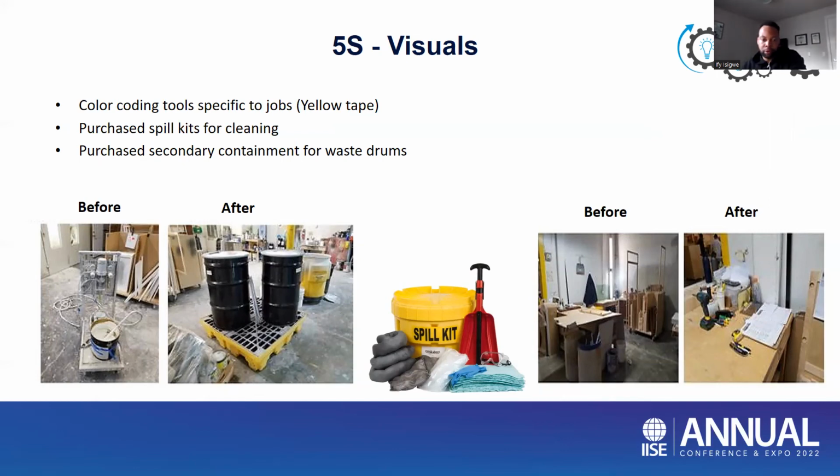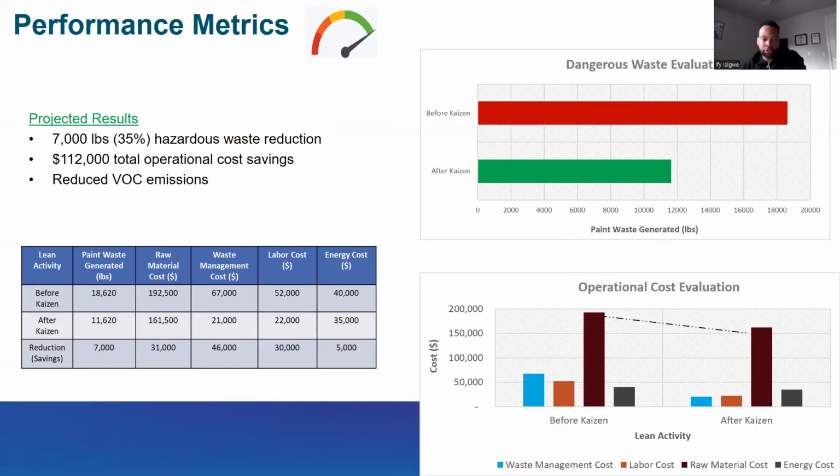They were provided the appropriate PPE, the personal protective gear. We tried to track the performance metrics over time. With the implementation of this process, we could see that everything we talked about, from the use of the plural component spray system to making sure they had appropriate drying time for the facilities, led to about a 35% reduction in hazardous waste from the facility, but also about $112,000 in the entire operating cost, from energy to labor to waste disposal. This is what we achieved over time.